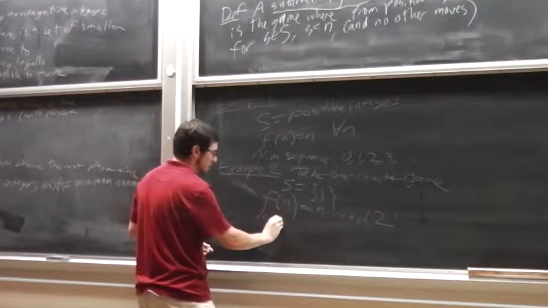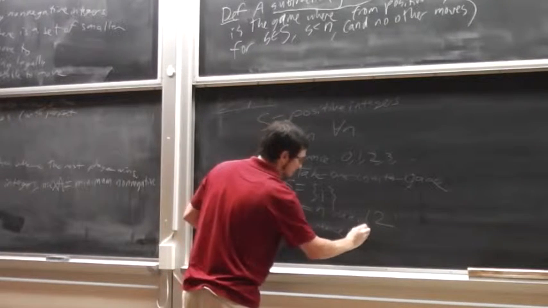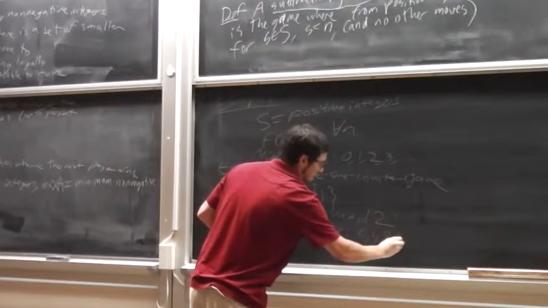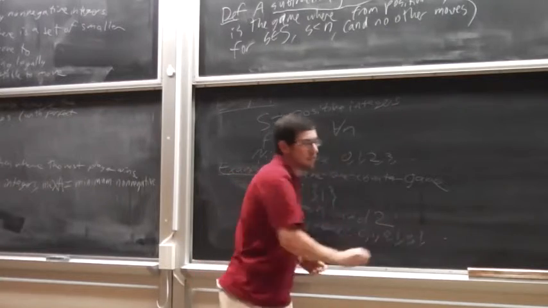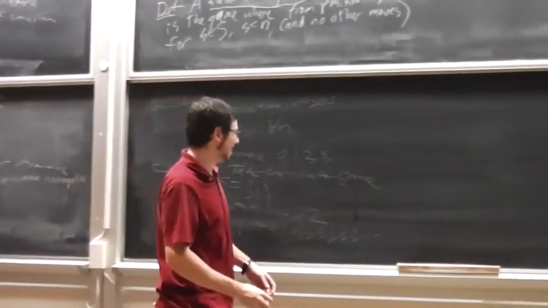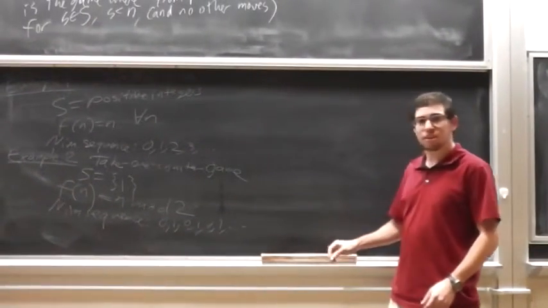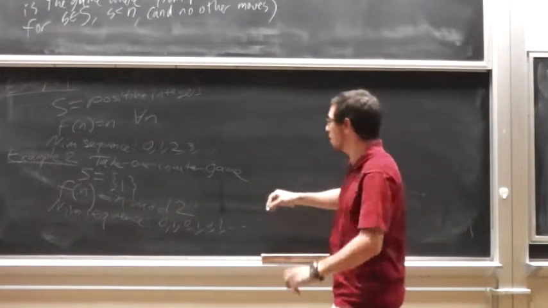And the nim sequence alternates between zeros and ones. Again, in OEIS, not sure of the number off the top of my head. So these are subtraction games.